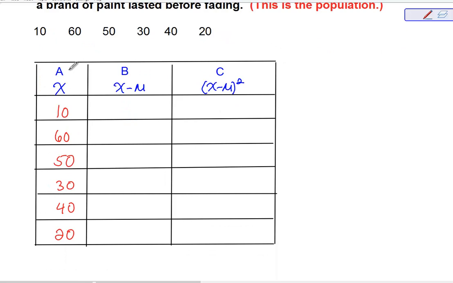So I've already made the table, columns A, B, and C. Here's my X column. I've just put my data points in here. My B column is for my deviations, and then my C column is for my squares that I'm going to do.